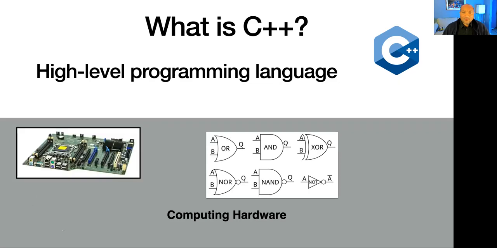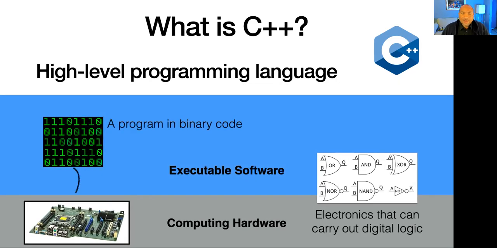On top of our computing hardware sits executable software. This is a program in binary code. You should think of this as just ones and zeros. Binary is just ones and zeros. A bit of information can be either one or zero, and we can have a collection of these. That really is what represents whether an electrical signal is going on or off. We don't really have to think about that for all the programming. We just know that we can represent our program in ones and zeros, and if we give that to our computing hardware, it can execute this program and do something purposeful.